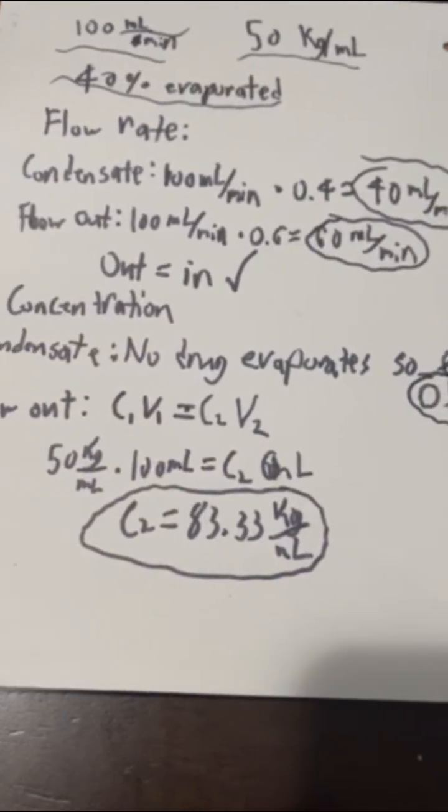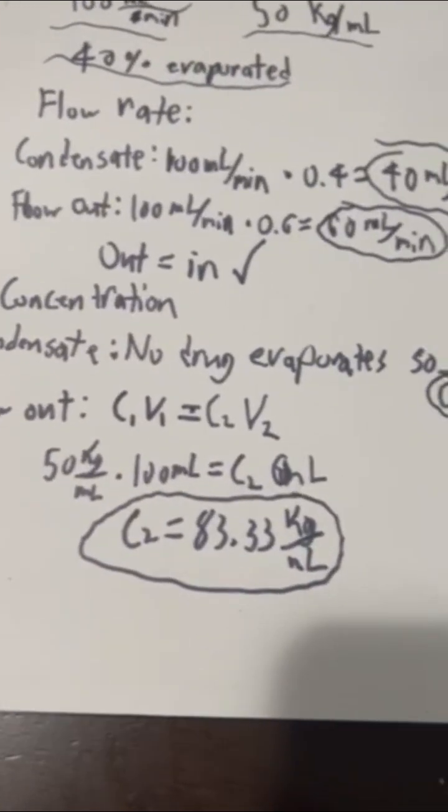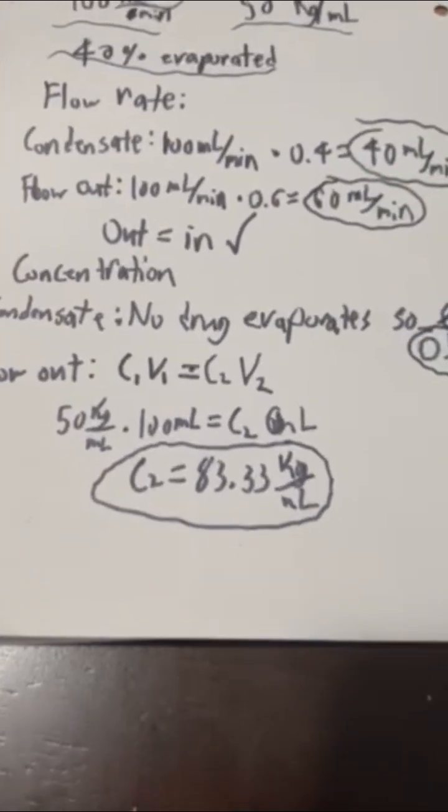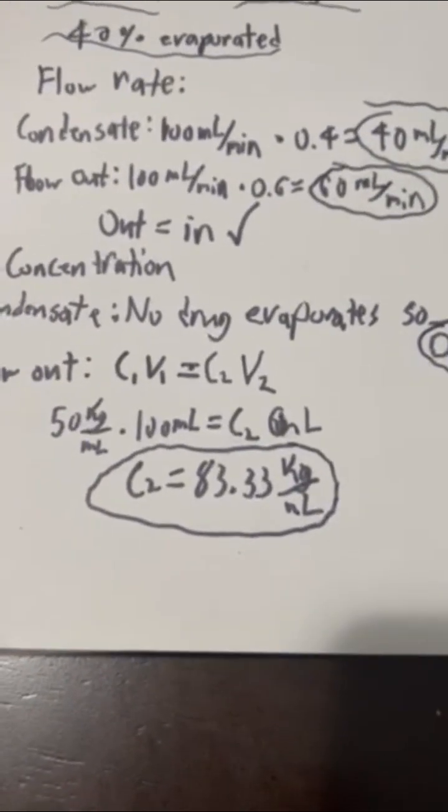So we do the math, we multiply 5000 on the left and then divide by 60, and we get that the concentration of the flow out would be about 83.33 kilograms per milliliter.